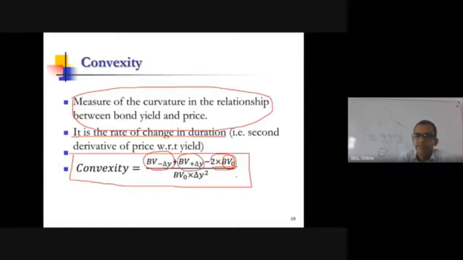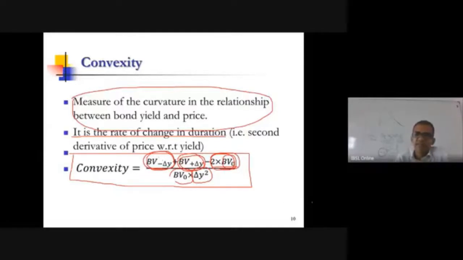BV naught is the current price. BV plus delta y is what would be the price when the yield increases. BV minus delta y is what would be the price when the yield decreases. We add those new prices together and subtract twice the current price, divided by the current price and the square of the change in yield.